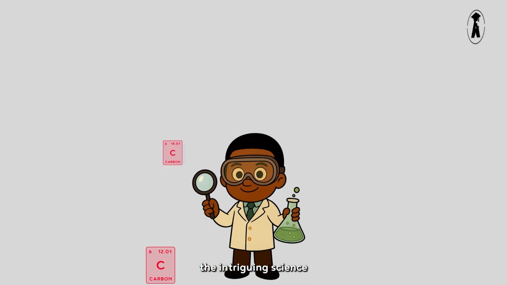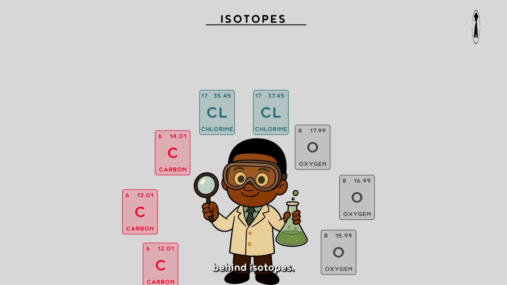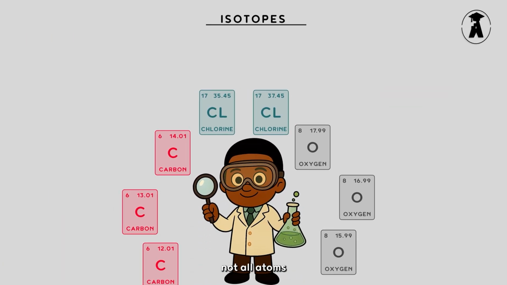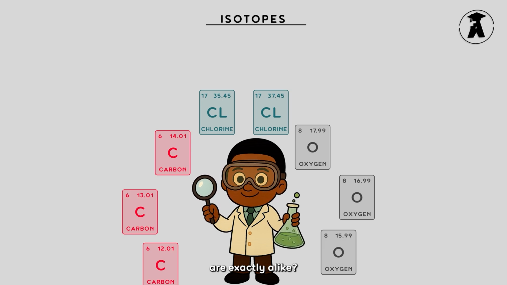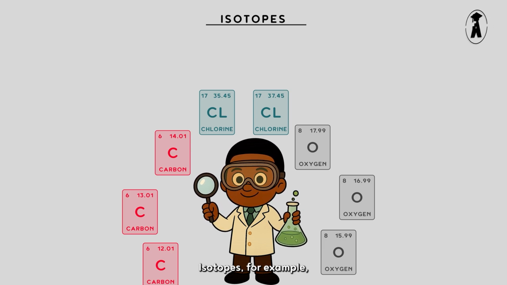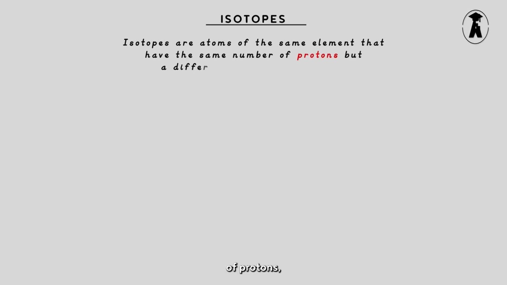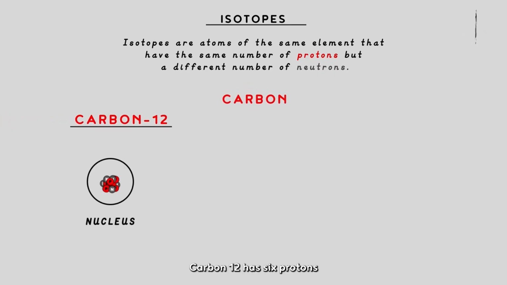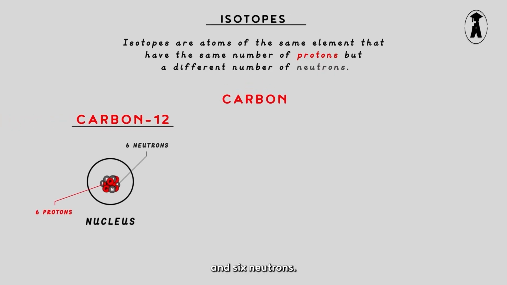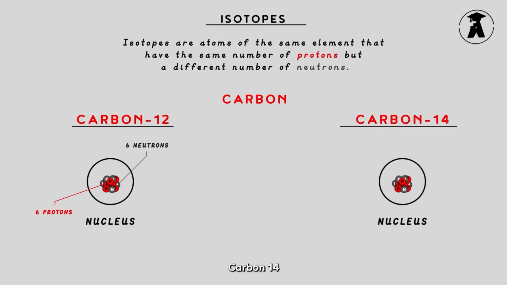Let's explore the intriguing science behind isotopes. Did you know that not all atoms of the same element are exactly alike? Isotopes, for example, are atoms of the same element that have the same number of protons, but a different number of neutrons. Let's take carbon as an example. Carbon-12 has 6 protons and 6 neutrons. Carbon-14 also has 6 protons, but it has 8 neutrons instead.